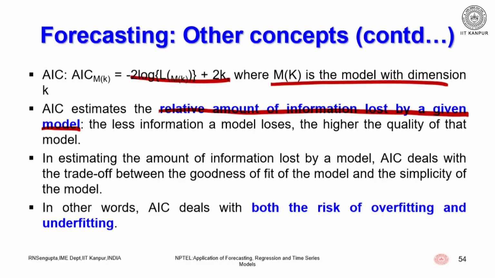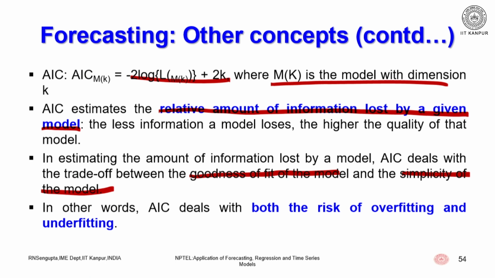In estimating the amount of information lost by a model, AIC deals with the trade-off between the goodness of fit of the model and the simplicity of the model. So, what is the idea of goodness of fit or precision of estimation? These two important terms will come later when we discuss regression models under different contexts, and the context will be made very clear as we discuss multiple linear regression models.